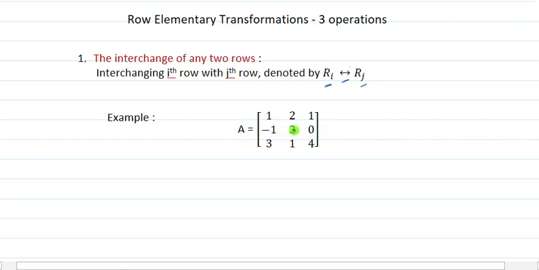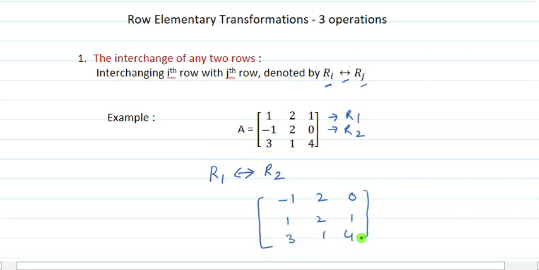For example, let us have one matrix with us. Now we can apply this operation as R1 interchange R2. So if we are interchanging R1 and R2, then the position of R1 and R2 will be interchanged. Like this, R2 will shift to the position of R1, means -1, 0 will now be R1, and R1 will shift to the position of R2, and it is 1, 1 as the second row, and there is no change in the position of R3.